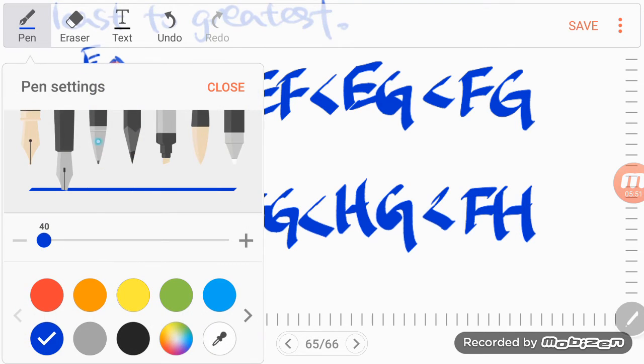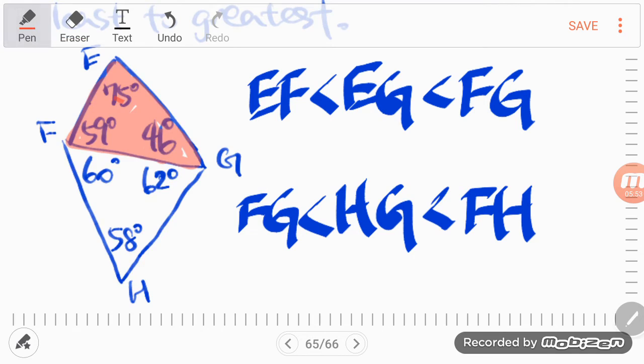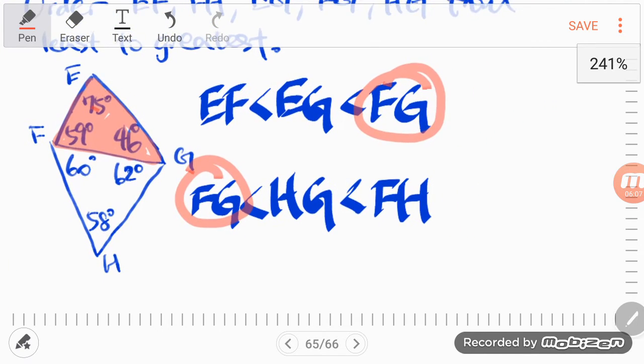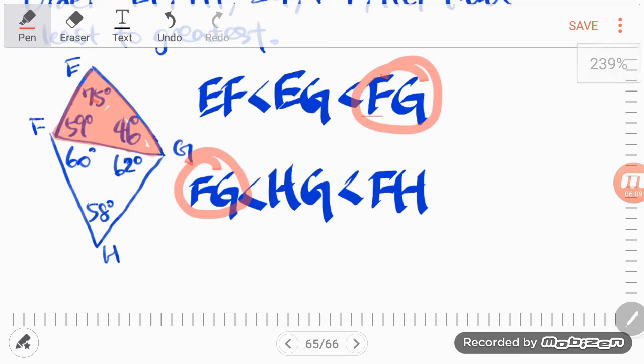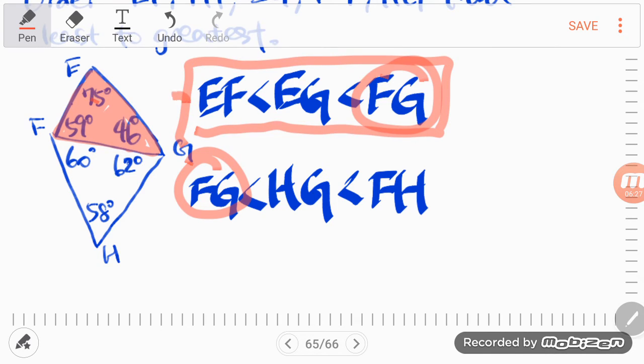All right. So now that we have just completed the analysis for the top triangle and the bottom triangle, there's something that they have in common, which is my FG. In the first one, my FG is the biggest, and EG is next. EG is smaller than FG, and EF is smaller than EG. So with this whole chunk, I can put them here.